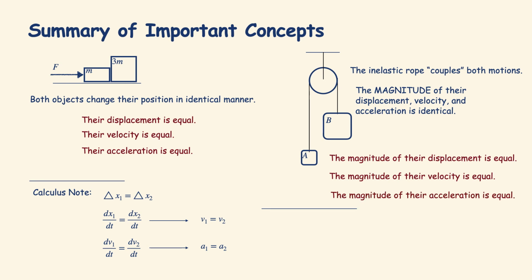One final comment here: when we're working with pulleys, all the pulleys in this module will be massless and frictionless. That ensures that the tension in the rope will always be the same, regardless of whether you're working with the segment of the rope on the left or on the right side of the pulley.